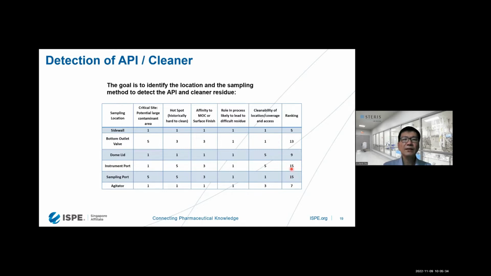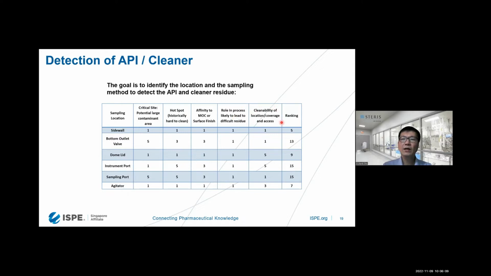Some assessment. Sampling locations can be the sidewall, bottom valve, dome, instrument port, and the agitator. So the criteria you can look at are the potential for a large contamination area or any hotspots, historical hard to clean areas, affinity to the material of construction. So sometimes some soil sticks more to certain materials of construction, and the role in the process likely to lead to difficult residues. So here, because it's the same vessel, everything will be the same.